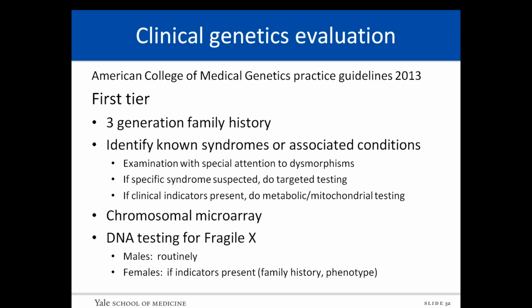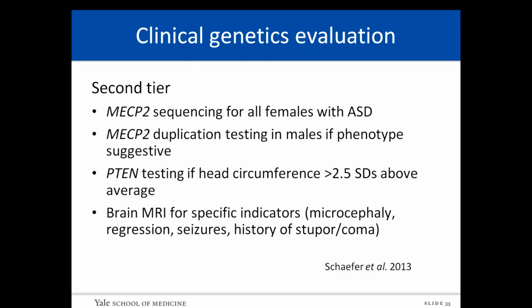If all of these clinical genetics tests are negative from the first tier, one can consider a second tier of tests, which includes more specific gene testing. So MECP2 is the cause of the vast majority of cases of Rett syndrome. And so that can be recommended for females with autism because there are anecdotal reports of MECP2 mutations in girls with autism but who do not have Rett syndrome. MECP2 gene duplication testing in males if the phenotype is suggestive because there is evidence for this in the literature.